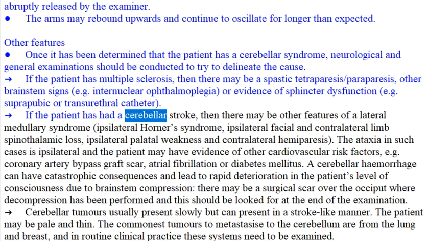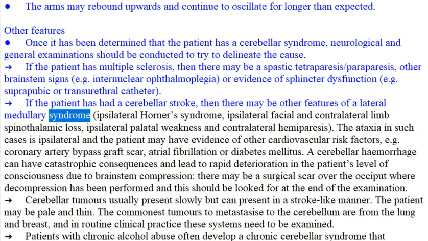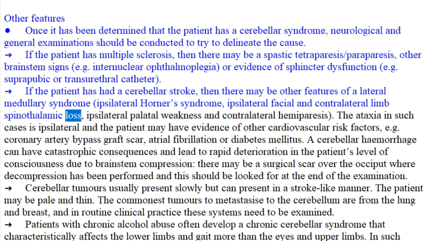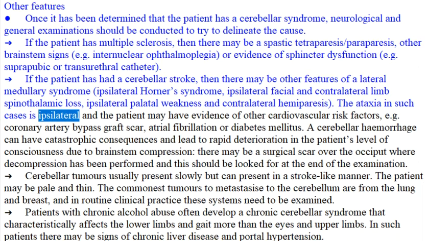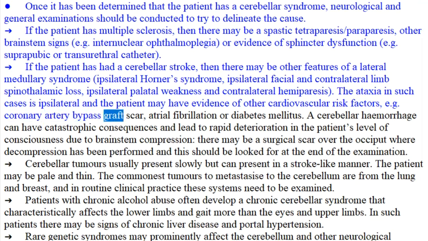If the patient has had a cerebellar stroke, then there may be other features of a lateral medullary syndrome: ipsilateral Horner's syndrome, ipsilateral facial and contralateral limb spinothalamic loss, ipsilateral palatal weakness and contralateral hemiparesis. The ataxia in such cases is ipsilateral and the patient may have evidence of other cardiovascular risk factors, e.g. coronary artery bypass graft scar, atrial fibrillation, or diabetes mellitus.